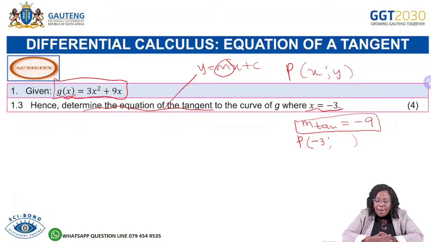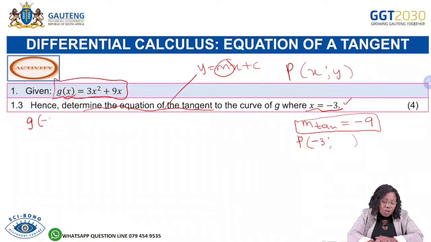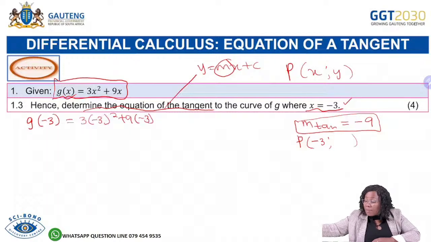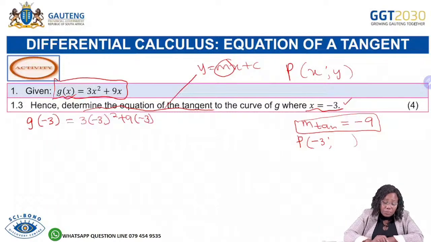To find the value of y, we are going to substitute this -3 into the original equation, not the derivative one: g(-3) = 3(-3)² + 9(-3). The minute you substitute into the derivative, you are looking for the gradient. But here we are looking for the y coordinate at x equal to -3. So here we are basically looking for the y value at x equal to -3.